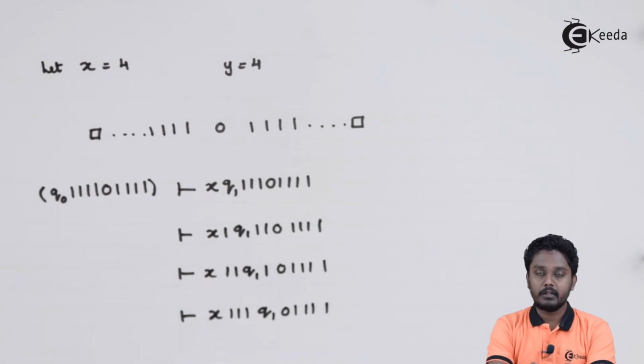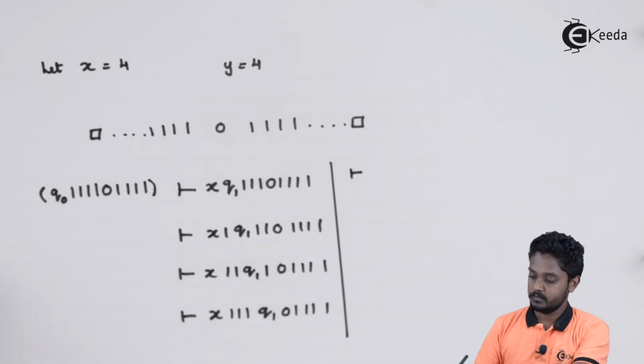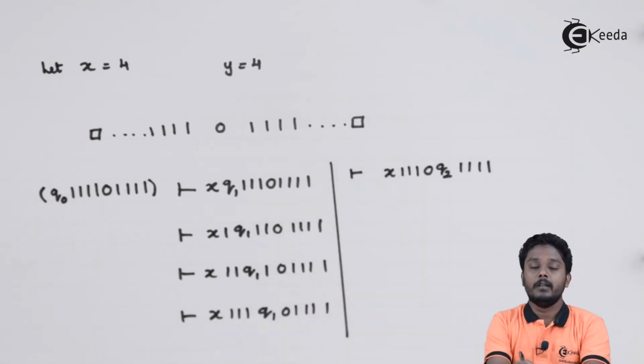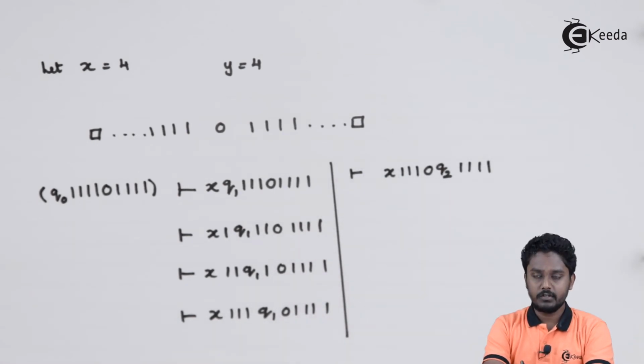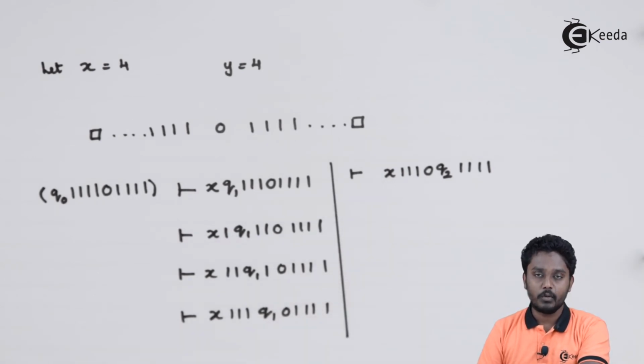I have completed 3 transitions over here for the first one, second one, and third one. Now, from Q1, we have a transition on 0 to the next state, Q2. This would be the new configuration: X, 3 ones followed by 0, state is Q2.